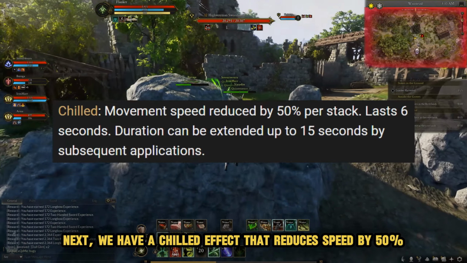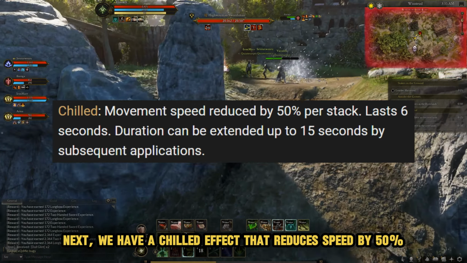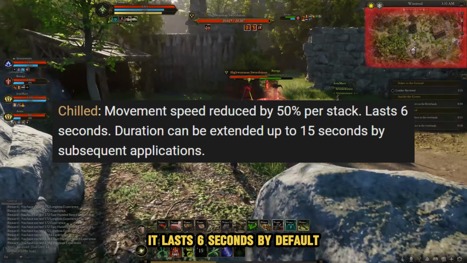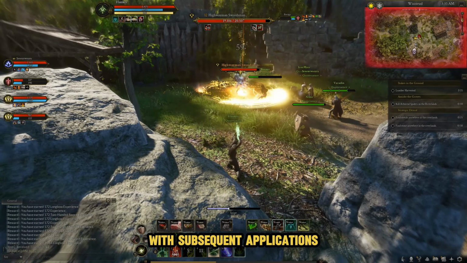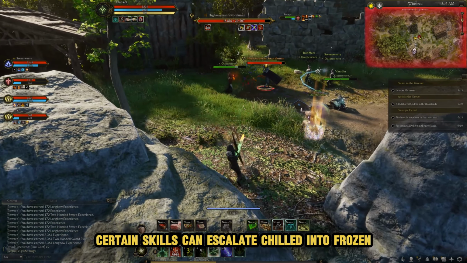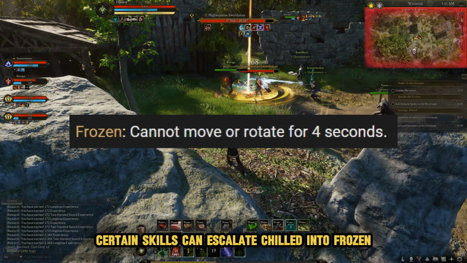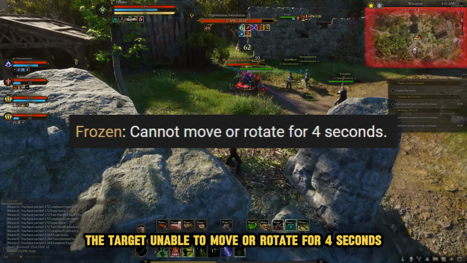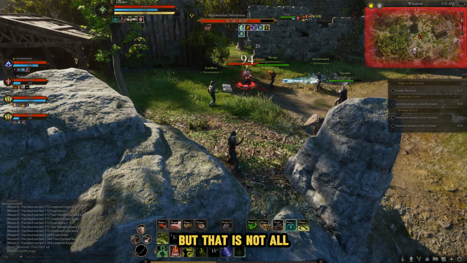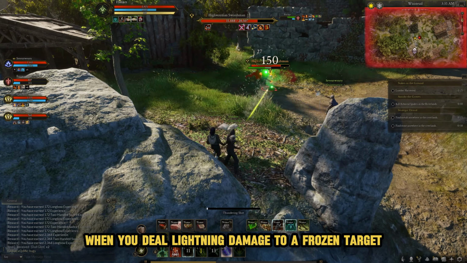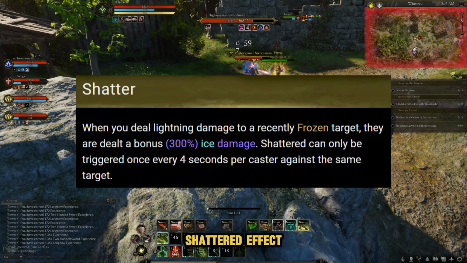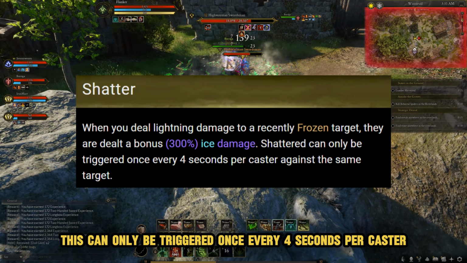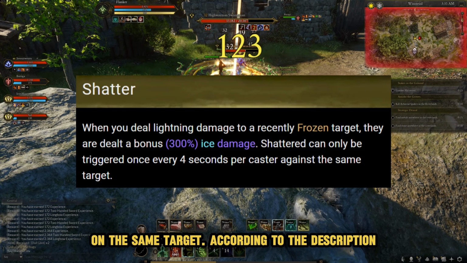Next, we have a chilled effect that reduces speed by 50%. It lasts 6 seconds by default, but the duration can be increased up to 15 seconds with subsequent applications. Certain skills can escalate chilled into frozen, making the target unable to move or rotate for 4 seconds. But that is not all. When you deal lightning damage to a frozen target, they receive additional damage from the shattered effect. This can only be triggered once every 4 seconds per caster on the same target.